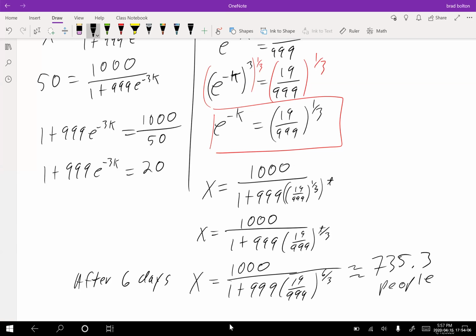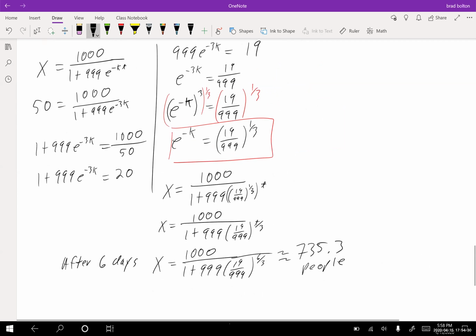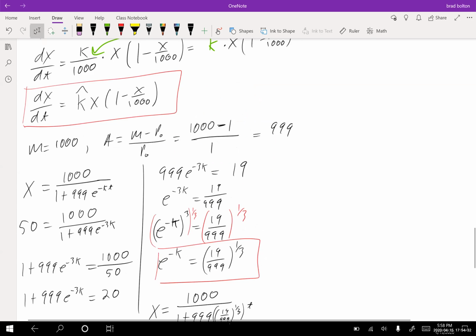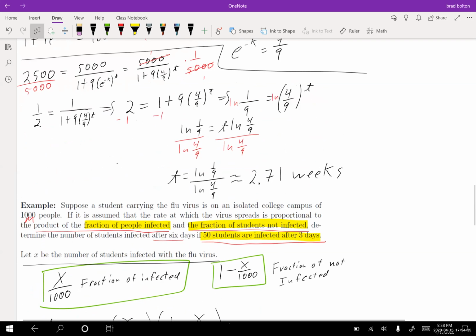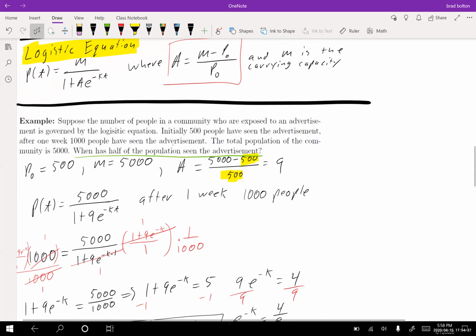So again, I hope you guys can see that the logistic equation can get a little out of hand because you have to basically do two problems. You have to first solve for e to the negative k, and then you have to find the value of the population. How many people infected, how many people have heard the rumor, how many people have seen the advertisement, whatever the case may be. But hopefully this gives you a little bit of insight on how to do some of the logistic problems that you might see in your homework, or if you go on further into other differential equations.